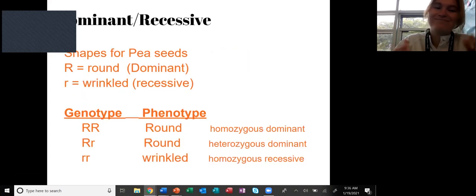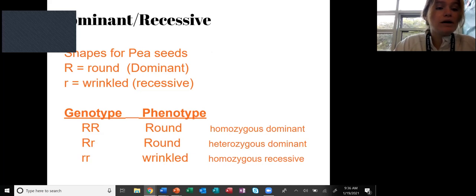We are. We're going to use an example of shapes for pea seeds, and then maybe we'll go back to the curly hair to demonstrate another example. But generally, when we are writing down the alleles, we try to make it very obvious that one of the alleles is dominant while one of them is recessive. So for shapes of pea seeds, we just picked a random letter, R. It doesn't matter what letter you pick.